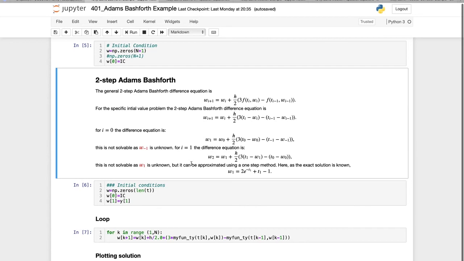So if it's two steps, you approximate one point. Three steps, you have to approximate two points. Here, it's very straightforward. We have the exact solution. So I just approximate the step with the exact solution.